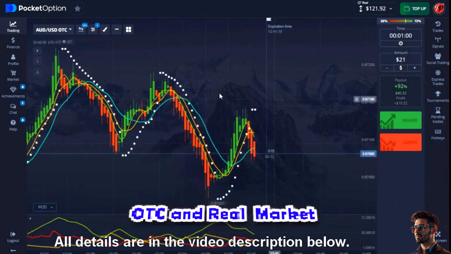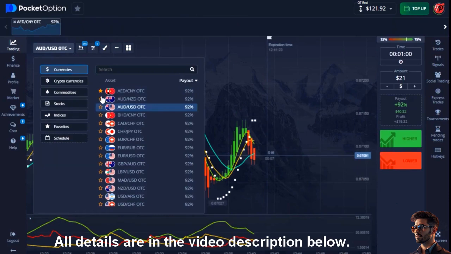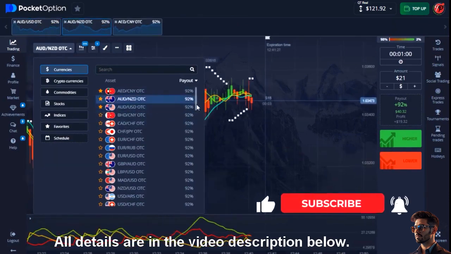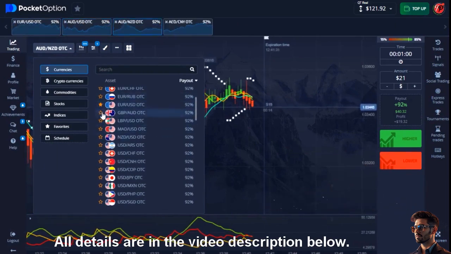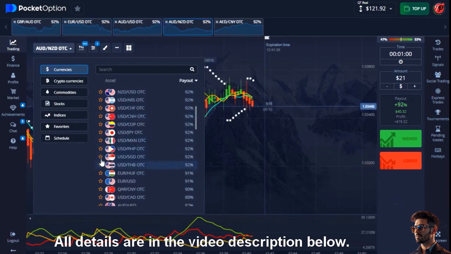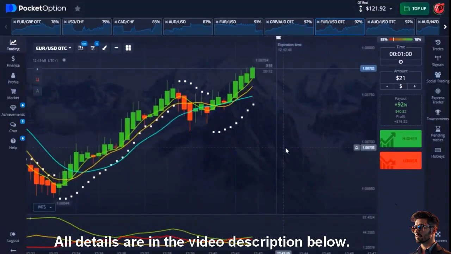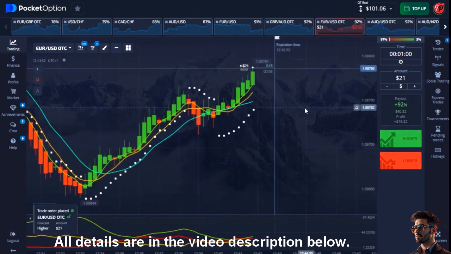The strategy works with both OTC and the real market, and that's what I'm going to use today. I'll be trading on both OTC and the real market. So guys, I'll be putting up my concept here, analyzing the market, and then when I get a good time, I'm going to come down and enter a trade. And of course, I'm going to explain in detail how the strategy works. Okay, guys, over here I'm finding a good moment. I'm going to enter my first trade right there.